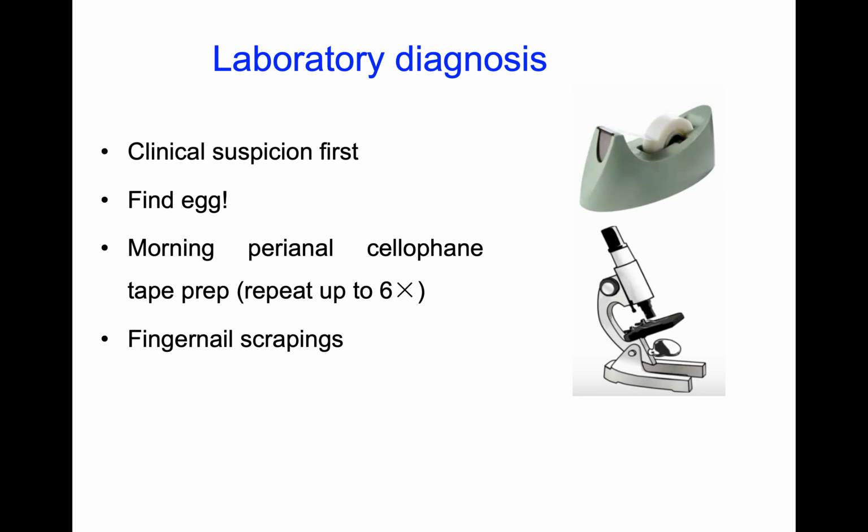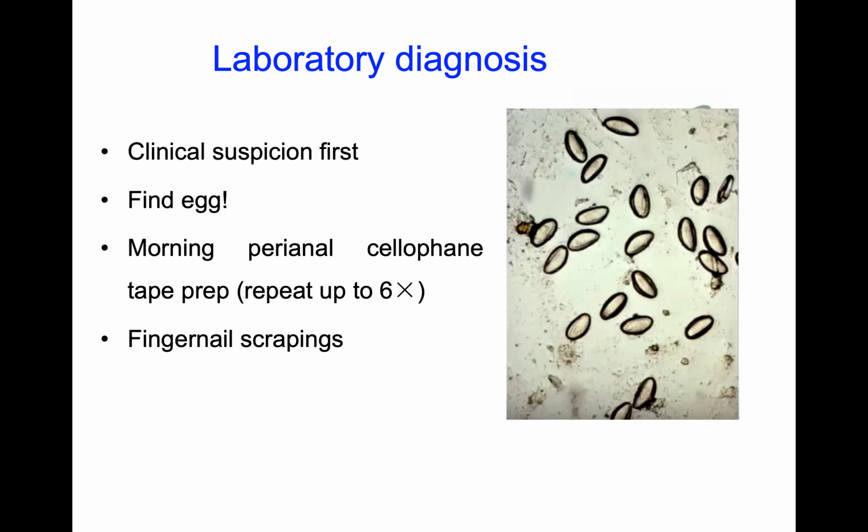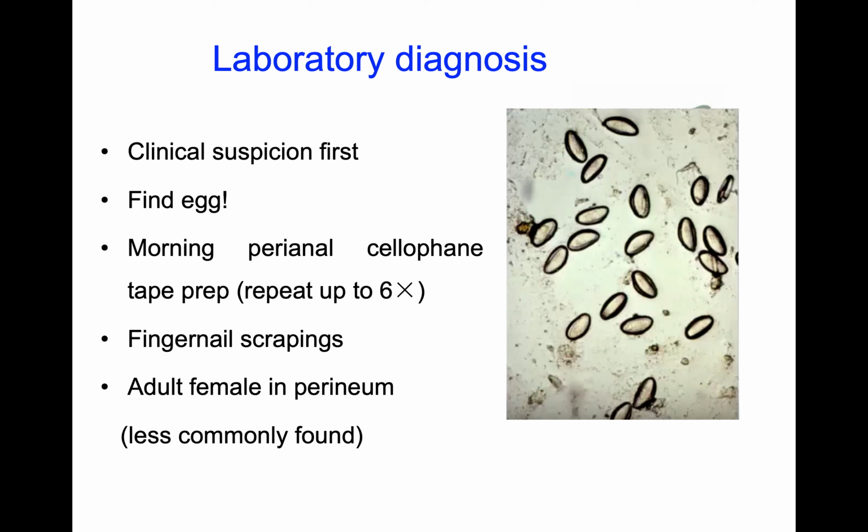This is the gold standard, and in the morning, perianal cellophane tape prep and fingernail scraping are usually also okay to find the eggs. And this is a picture showing the eggs under the microscope. And the adult female in the perineum is less commonly found.